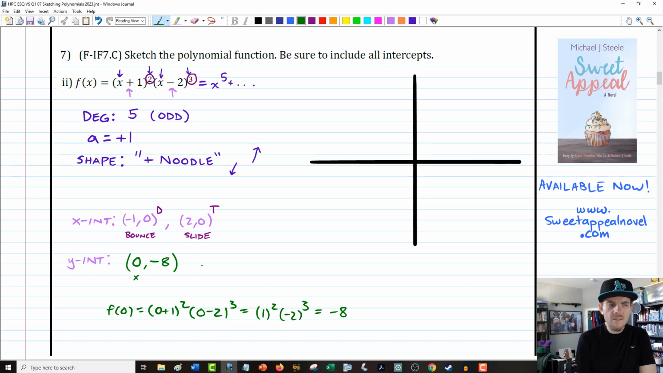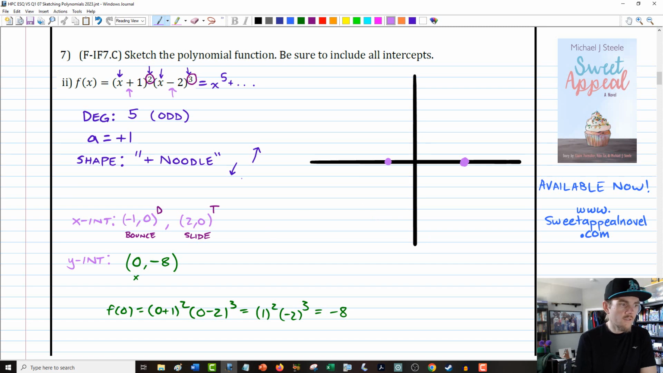And the negative 8 part doesn't have to be like spaced out. We don't have to go ahead and go 1, 2, 3. That's not what we're looking for. We just need to know that it's below the x-axis. That'll ensure that everything is sketched out correctly. So I'll wait on sketching that. Instead, I'll put down my 2 intercepts. So we have negative 1 right there, where we're going to have a bounce. And then we're going to have positive 2 over here, where we're going to have a slide. Nice triple root.